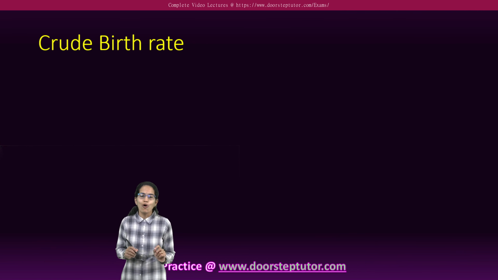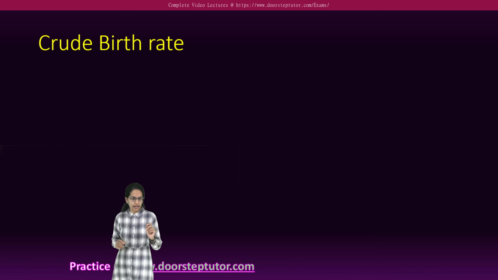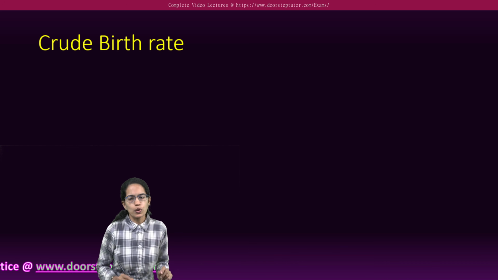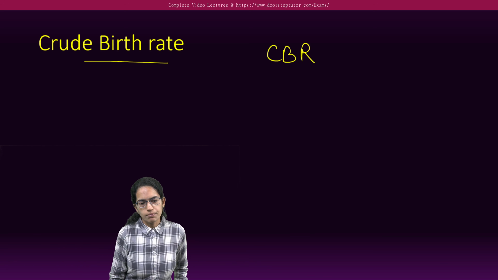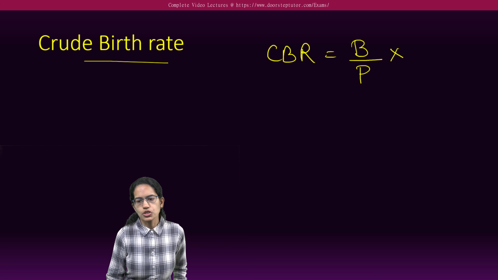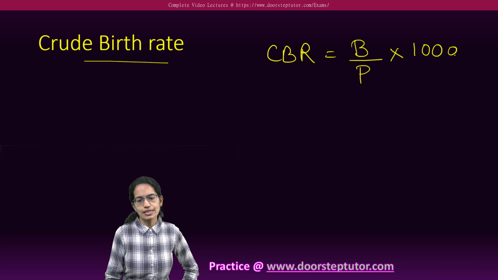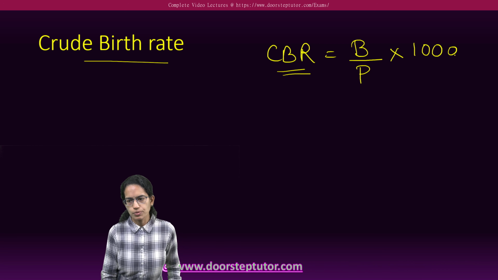Now let's look at some of the parameters that we have talked about so far. The first one that we would start with is the crude birth rate. Crude birth rate, simply put, is the total number of live births in a defined geographical area divided by the population of the mid-year, times 1000, and this is what is called the crude birth rate.